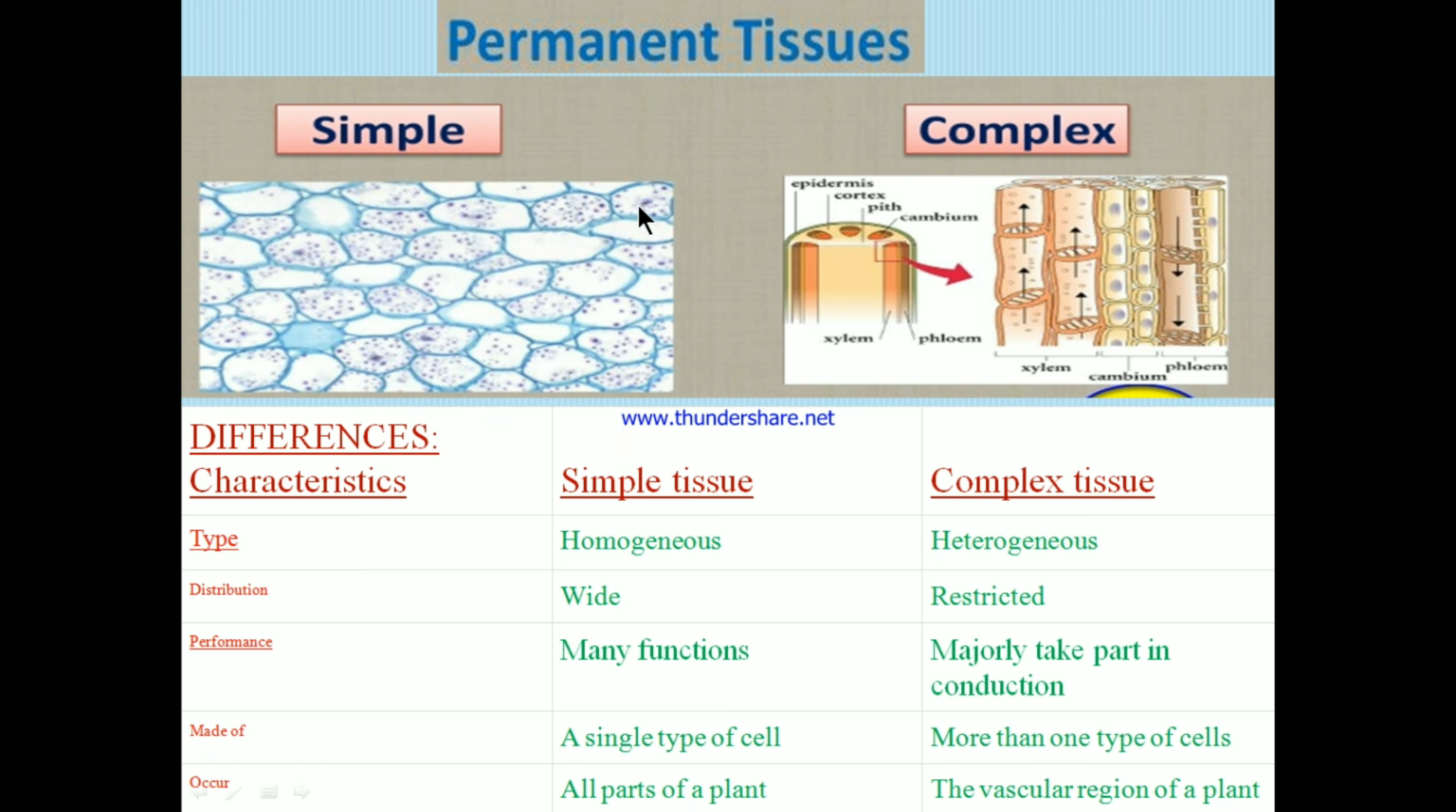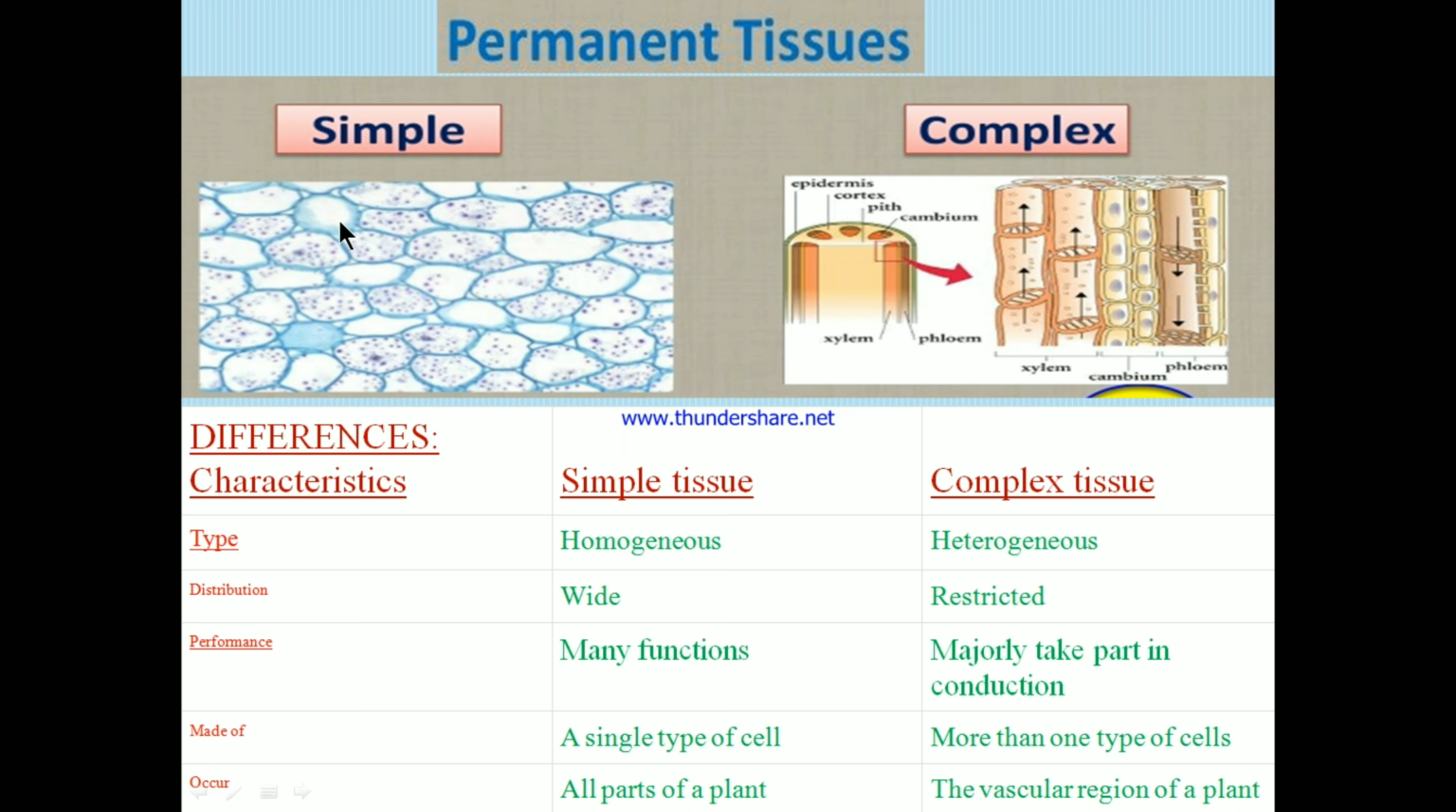Now you can make out a number of differences from these two diagrams. In the simple permanent tissue, almost all the cells are similar in structure. Whereas in the complex permanent tissue, you see different types of cells. These different types of cells combined together form the complex. So that's the main difference.